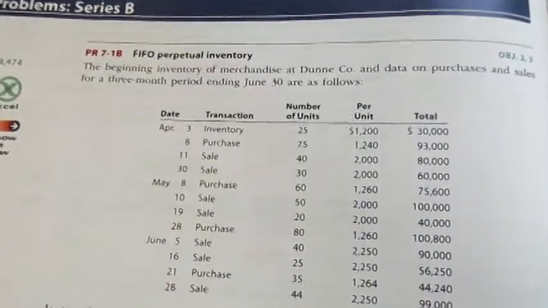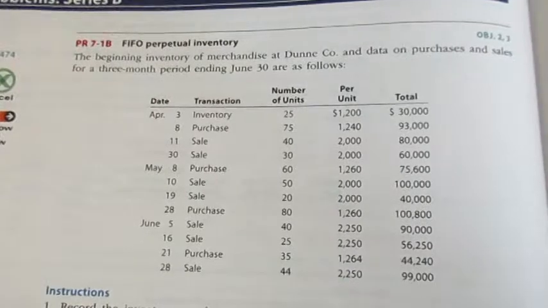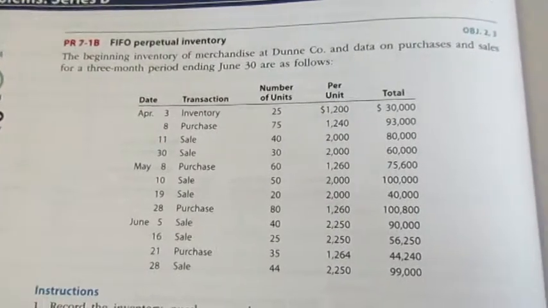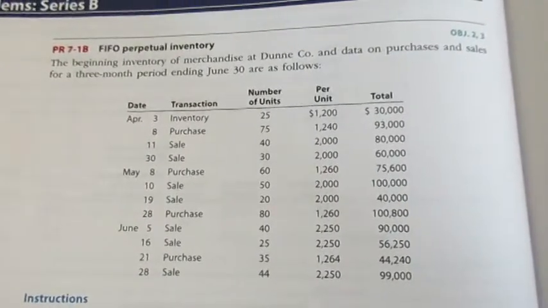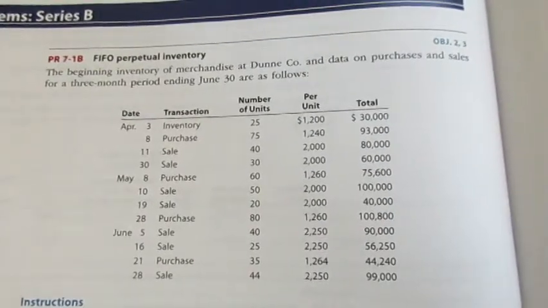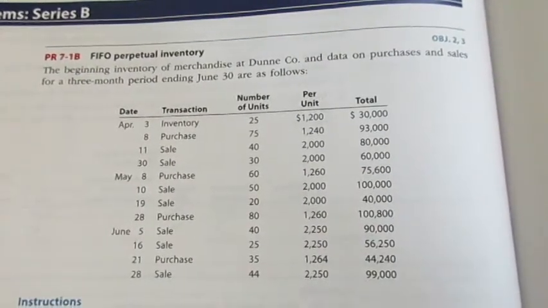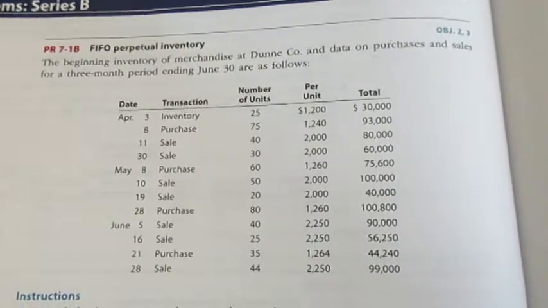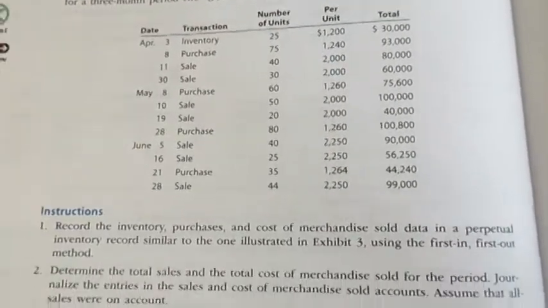Okay, we're going to look at problem 7-1B, FIFO perpetual inventory. The beginning inventory of merchandise at Dunn Company and data on purchases and sales for a 3-month period ending June 30th are as follows. And then it gives us our data.